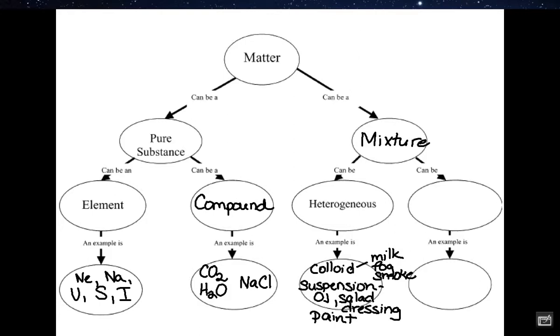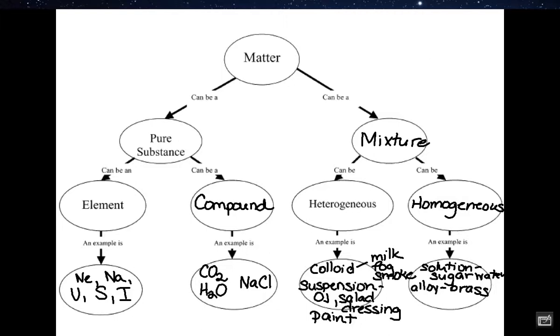The other option for a mixture is for it to be homogeneous. An example is a solution, like sugar water, Kool-Aid, that sort of stuff. The other possibility is an alloy, like brass. Okay. So that is one of our graphic organizers that ties everything together.